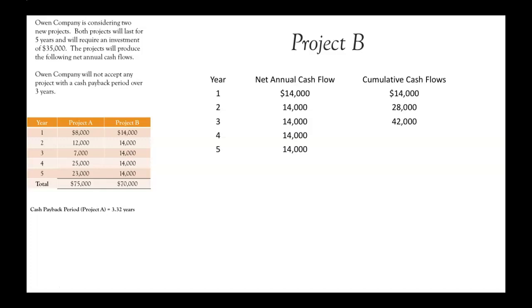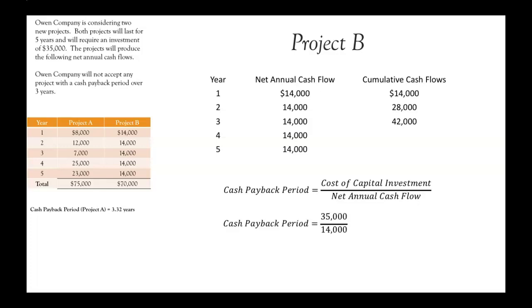However, when you have equal cash flows like we do here, where every single year is the same amount, we can just use this equation. Your cash payback period will be the cost of the capital investment divided by your net annual cash flow. So that's going to be the $35,000 divided by $14,000. And we can see that in 2.5 years, we will be able to make back our initial investment.